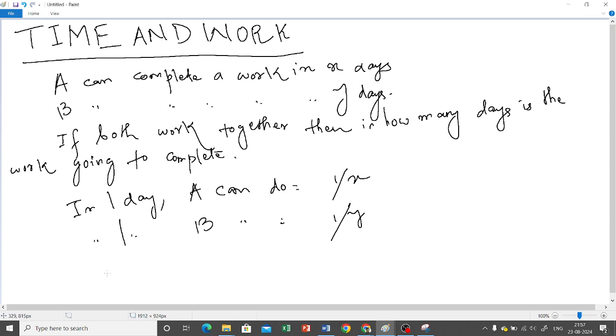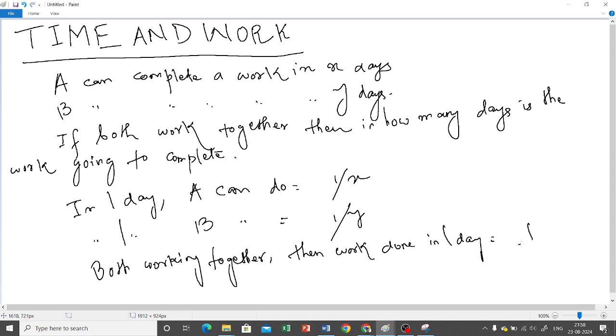If they both work together, in how many days is the work going to be done? The work done in one day is going to be how much? 1 by X plus 1 by Y. Both working together, the work done in one day is 1 by X plus 1 by Y.